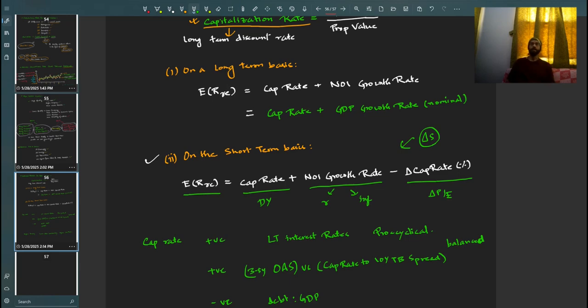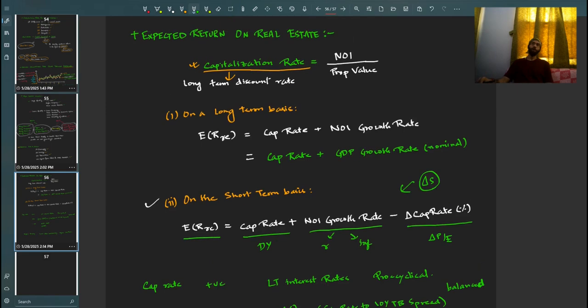a real estate. So once again, expected returns for real estate in the short run is the cap rate plus the NOI growth rate, net operating income growth rate, minus the change in cap rate. What happens in the long run? In the long run, the net operating income growth rate is very much similar to the nominal GDP growth rate.